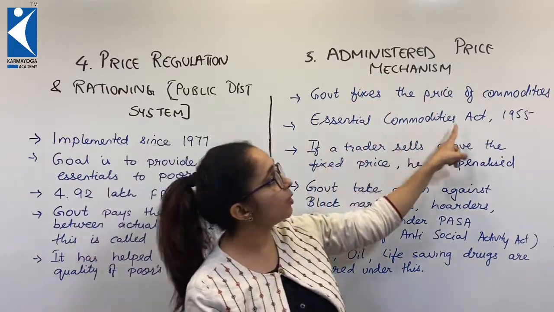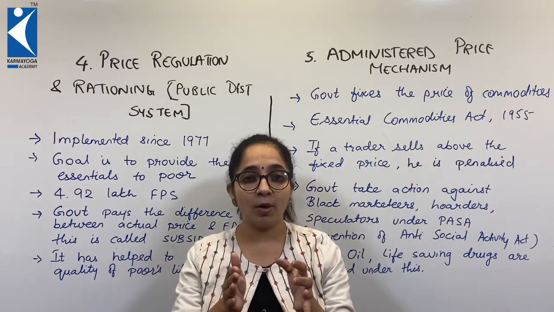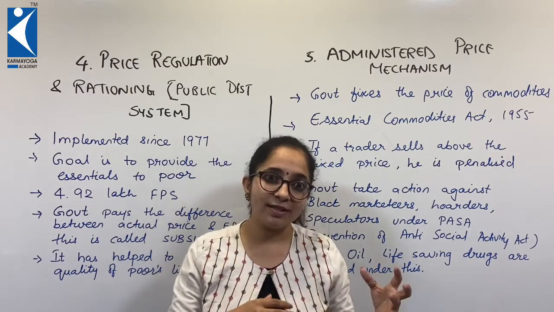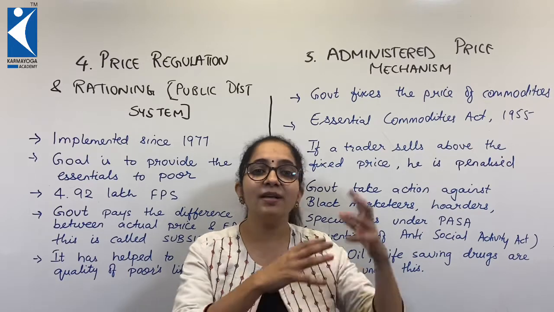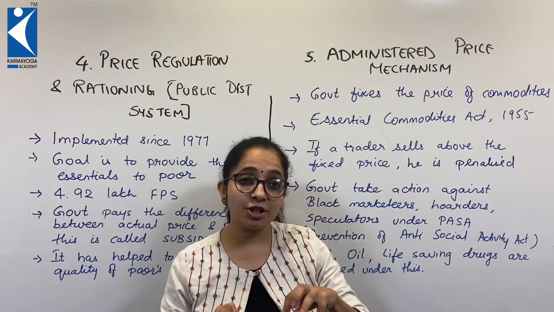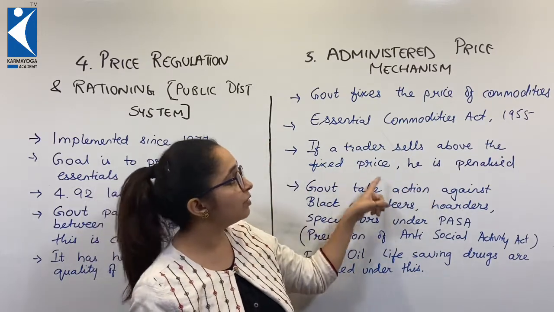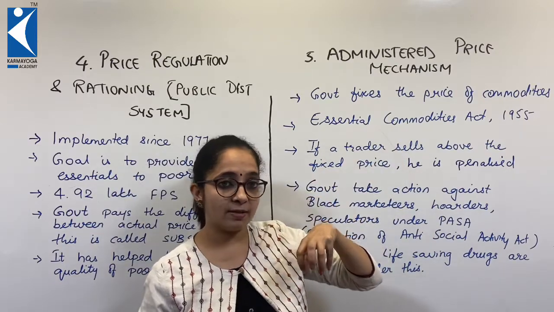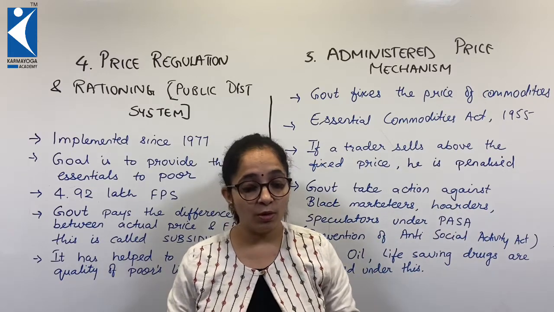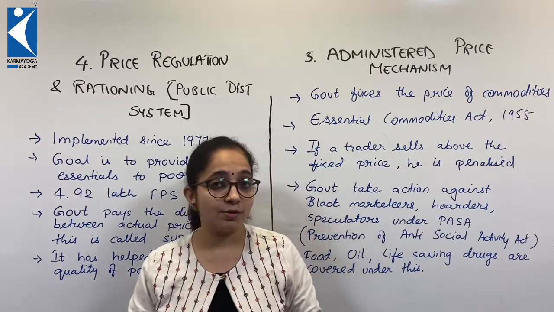Under the Essential Commodities Act in 1955, a list was made of essential commodities. In these essential commodities, vegetables are included, but not all vegetables. Zucchini is not an essential vegetable, but potatoes and onions are essential ones for the poor also. If a trader sells above the fixed price, the government has regulated the prices. If a trader sells at more than that price, he is penalized. He has to face legal notice, he has to face government action, and he has to pay a fine also.